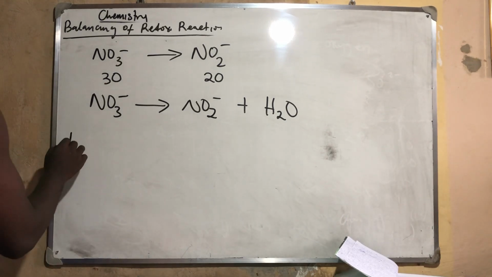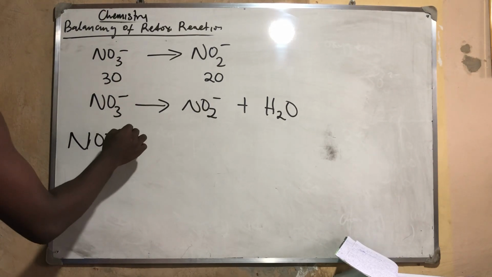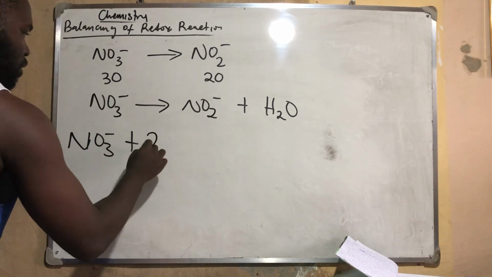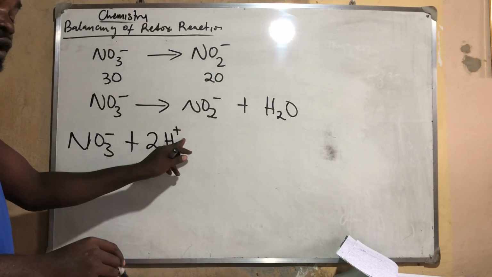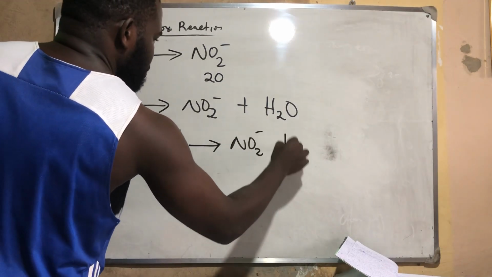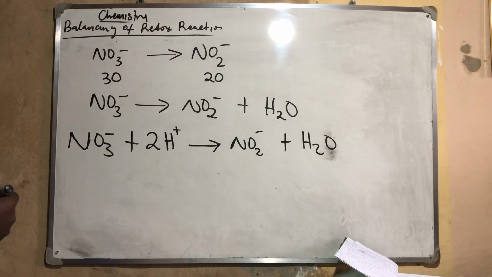So this side does not have water. So I have NO3 minus plus, how many hydrogen do we have here? 2 hydrogen. So I will say 2 H plus. Remember that we are adding hydrogen ion, to give us NO2 minus plus H2O.